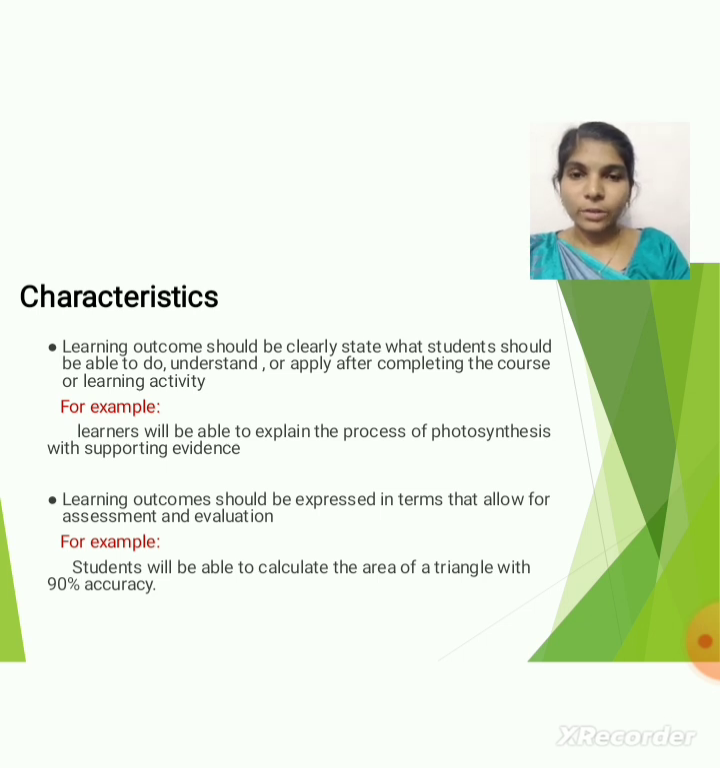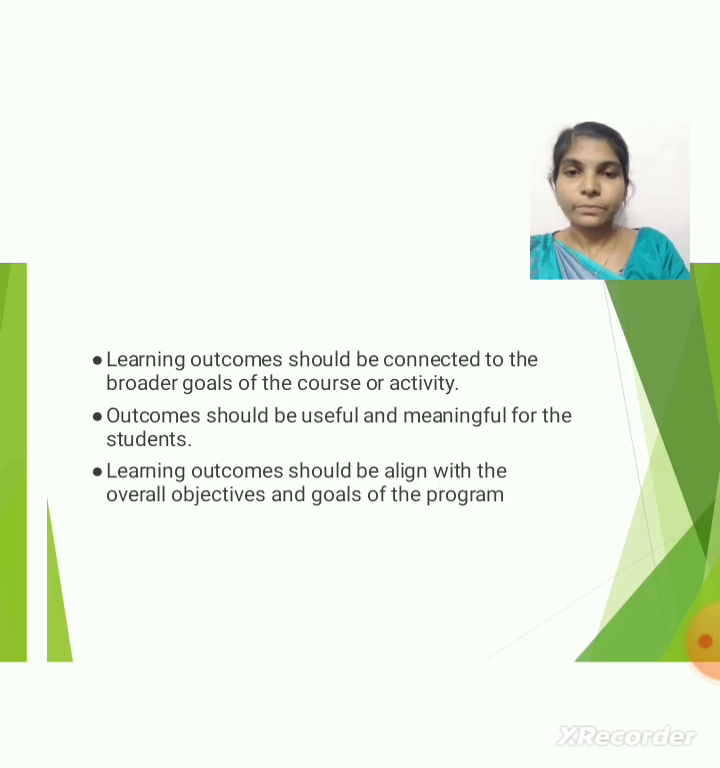Characteristics of learning outcomes. Learning outcomes should clearly state what students should be able to do, understand, or apply after completing the course or learning activity. For example, learners will be able to explain the process of photosynthesis with supporting evidence. Learning outcomes should be expressed in terms that allow for assessment and evaluation. For example, students will be able to calculate the area of the triangle with 90% accuracy.